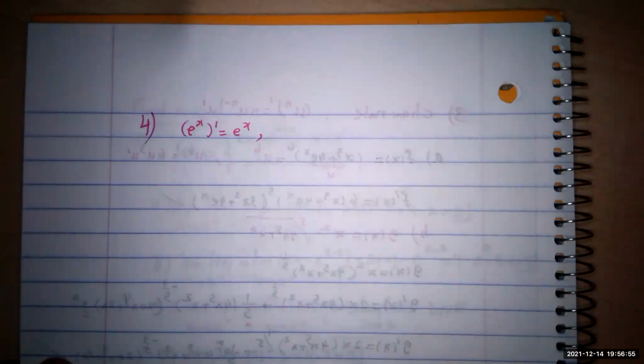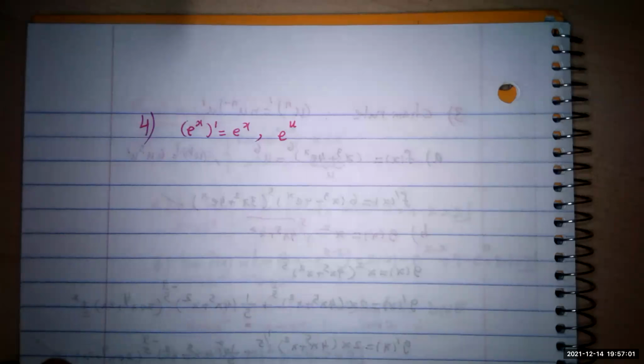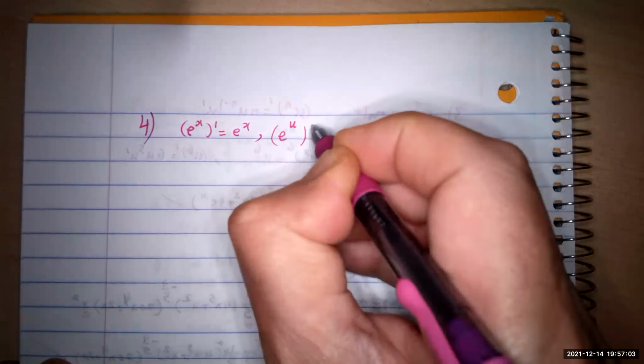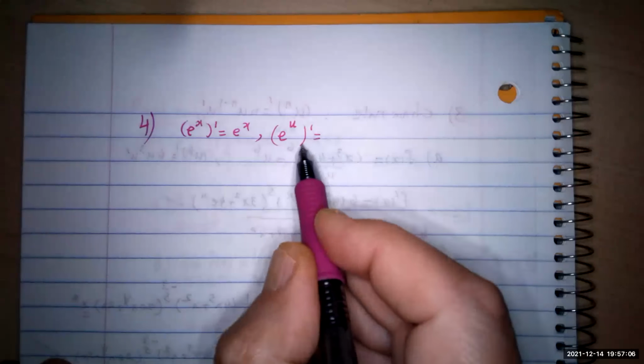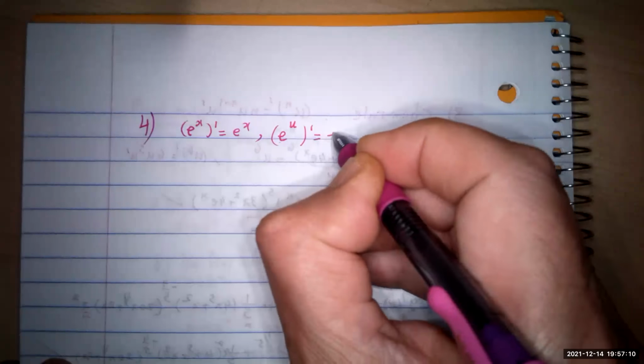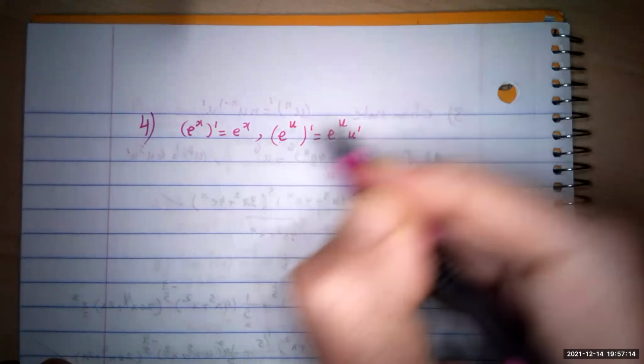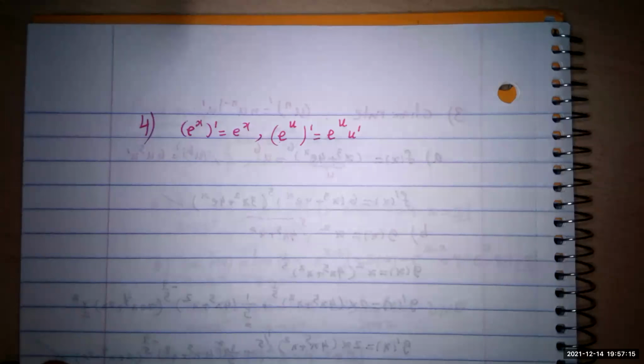Okay, but if you have e to the u, anything other than the x, even a negative x, what would that be? We repeat the function, the e function stays the e function, but we have to multiply by u prime. So it's going to be e to the u times u prime. That's a chain rule type for the exponential function.